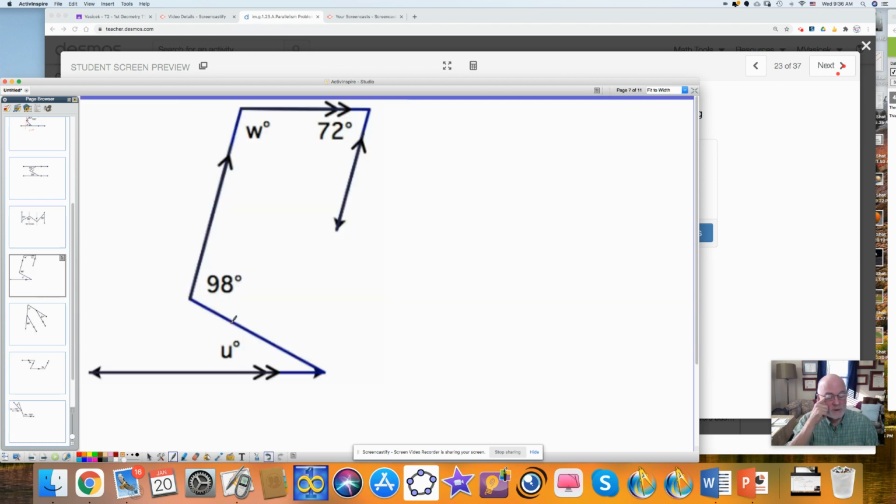If I were to look at same side interior angles, they have to be supplementary. This angle plus this angle have to equal 180 because they're formed by a transversal crossing parallel lines. So W would equal 108 degrees. Then if I bring this down and draw a line parallel to this one, if this is 108, this opposite angle would be the same, and this would be 72 degrees. So 72, to get to 98, this extra piece down here would have to be 22 degrees. So, I'm sorry, 26 degrees. So this angle is 26 degrees.